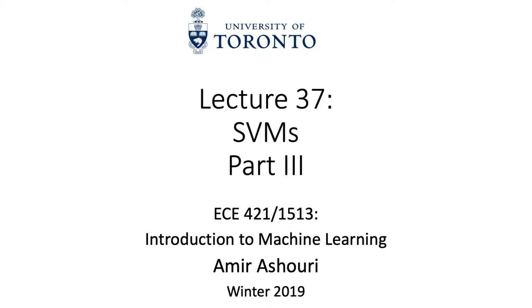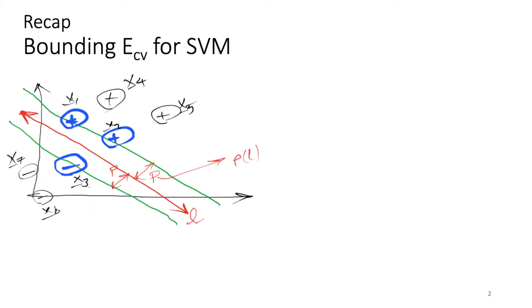So we're going to talk about the third part of the SVM today. Just as a recap, we talked about the bounding and cross-validation error in the previous lecture, and we mentioned that we only care about those support vectors when you find your margin and the distance between your classifier, which is rho here. So that's a red line.